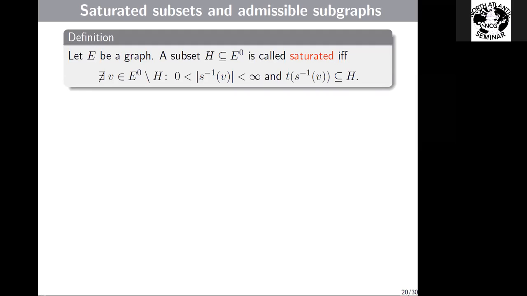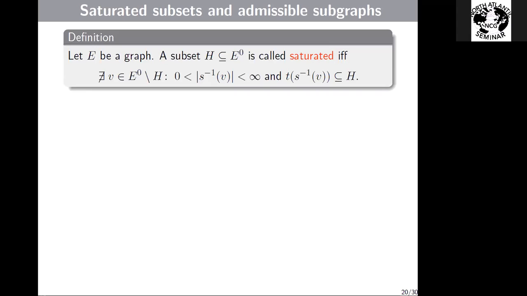Let me start it again. I think I wasn't clear enough. You see, it's very much like with a closure in topology. You can say that the set is saturated if there are no such vertices outside of it, right? Just like you can say that a set is closed if there are no limit points outside of it. So just think about these regular vertices which shoot all the arrows inside the set as things that are limit points, as things that should be in the set. And if they are not, we should adjoin them, okay?